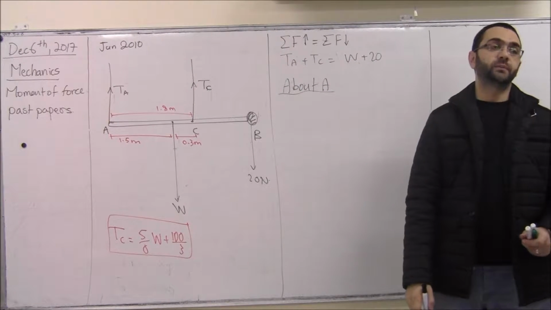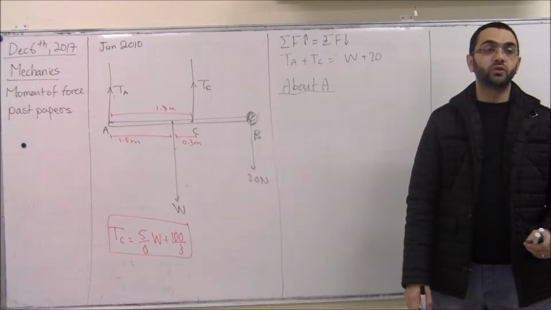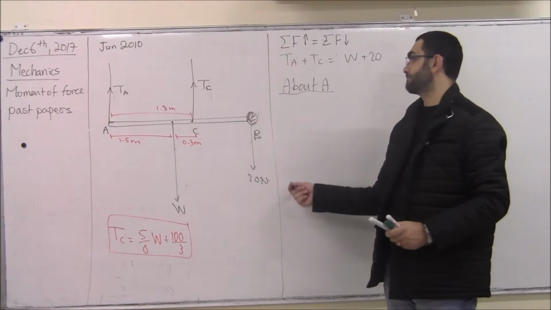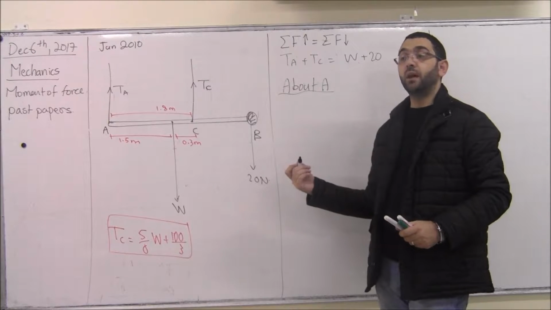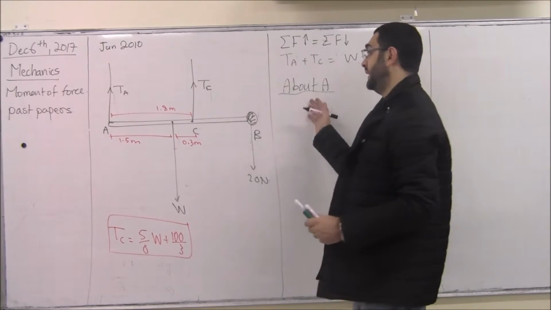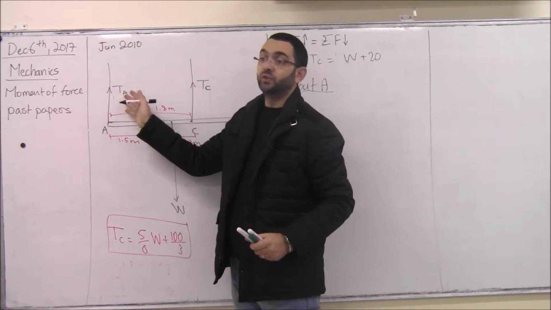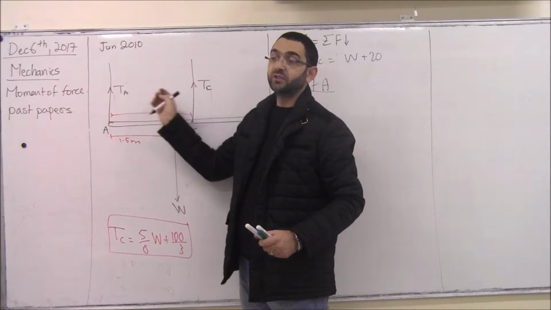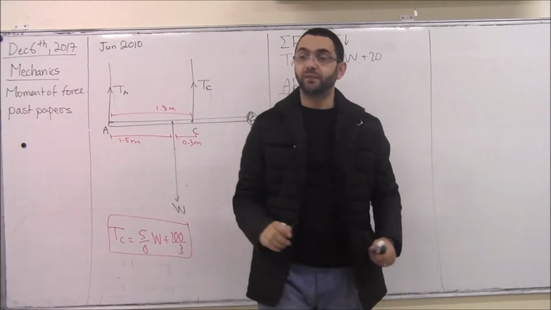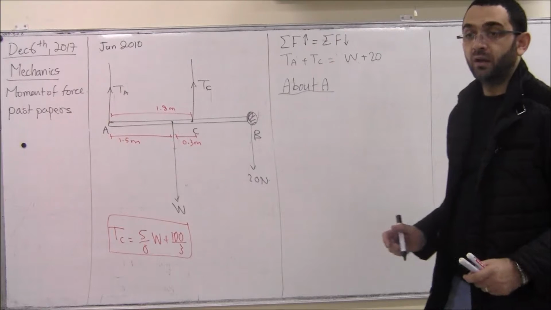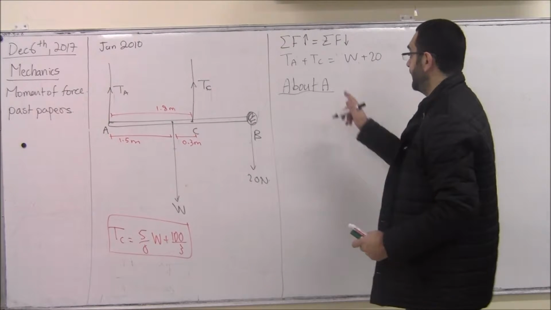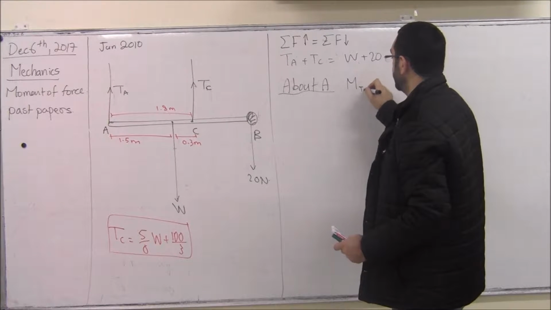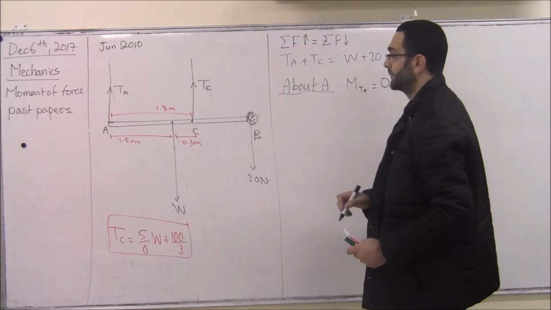Guys, girls, please. You know why I will take moments about A? Because if I take it about A, I will exclude TA from the calculation. So I will get TC. Okay? I will get the value of TC. About A, the moment of TA is 0.